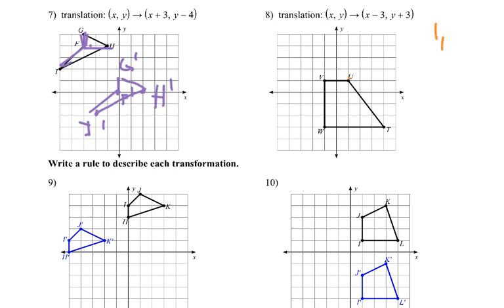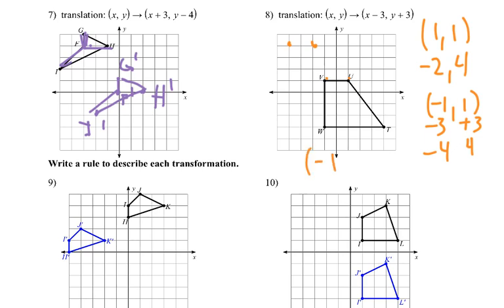Right, so 1, 1. So X is minus 3, so that'd be a negative 2. Plus 3 would be a 4. So at negative 2, 4, should be back 3 and up 3. And it is. And I can do that one. That one's negative 1, 1. So add 3 for the Y, and we get 4. Subtract 3, we get negative 4. So negative 4, up 4. Okay? Then W, negative 1, so that's V prime and U prime.